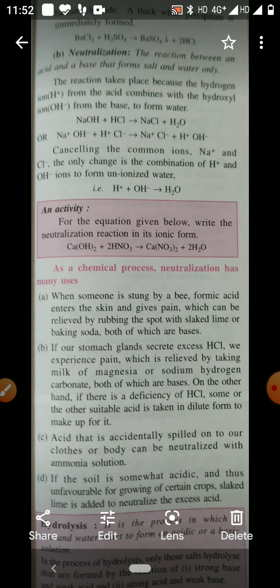Children, you have to know hydrolysis. Hydrolysis is the process in which a salt and water react to form an acidic or basic solution.